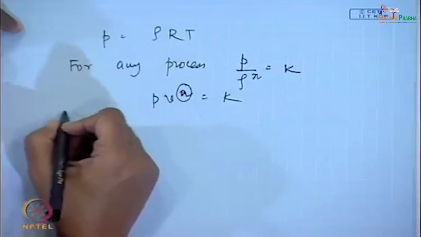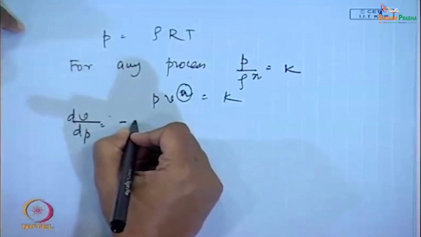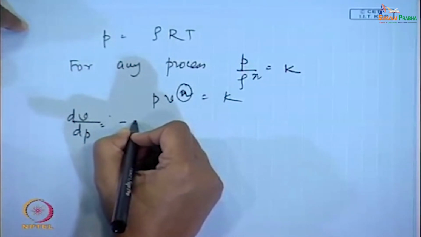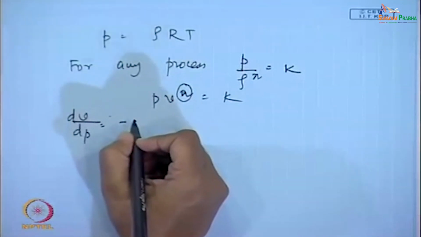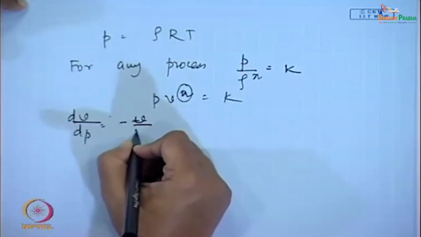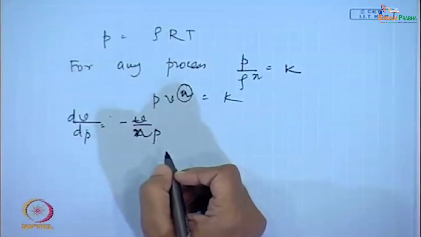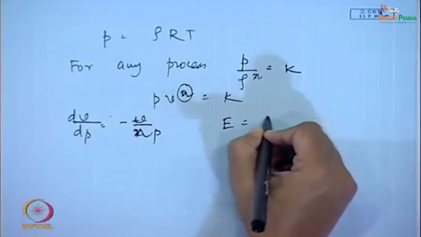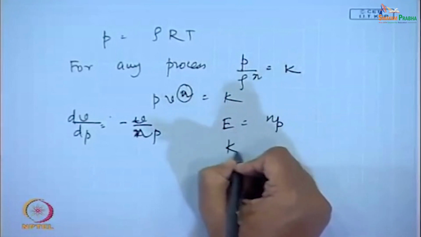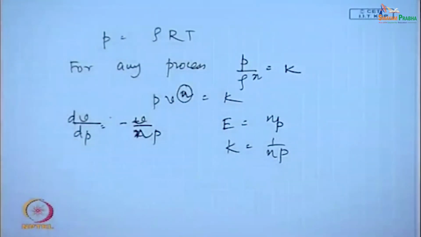So, for adiabatic processes, more or less we know that dV dP is equal to minus V by nP. So from there we can very well define that E, the bulk modulus of elasticity, is nothing but nP, and kappa equals 1 by nP. This we know very well and we can define.